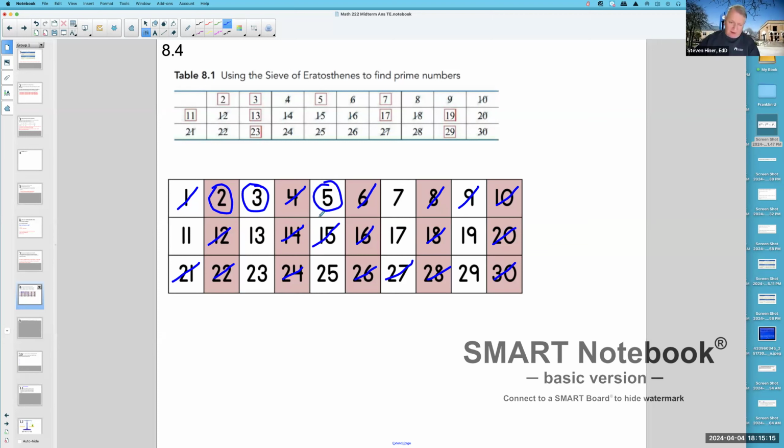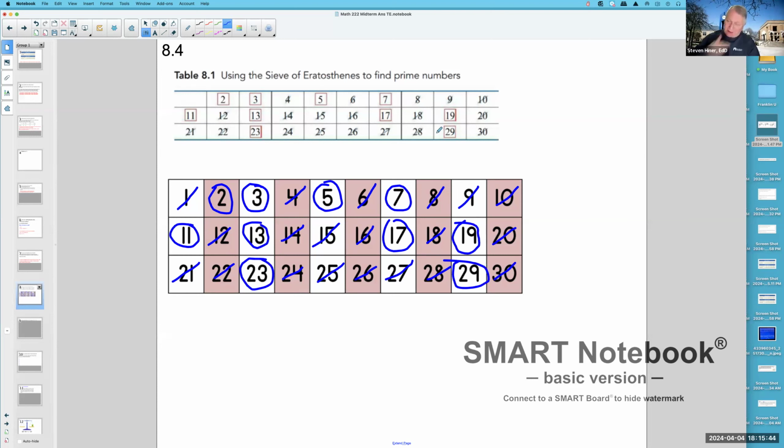Cross off everything that 5 goes into. Well, I've already done most of them. I think I've got them all now. Each time I get less and less to do because I've crossed them out already. 7, I got 14, 21, 28 is gone already. 11, 22 should be gone because it's a multiple of 2. 13, 26 would be gone. Looks like I'm probably just about done.